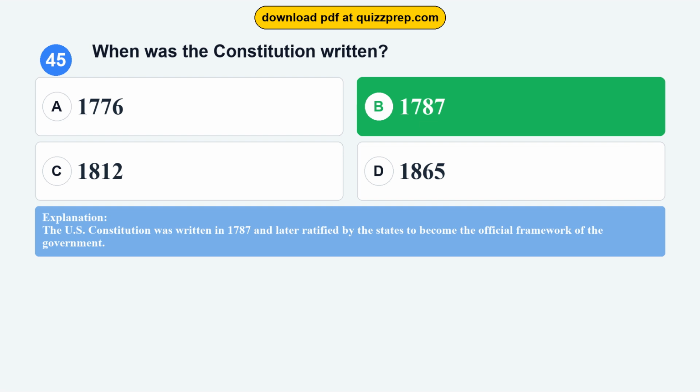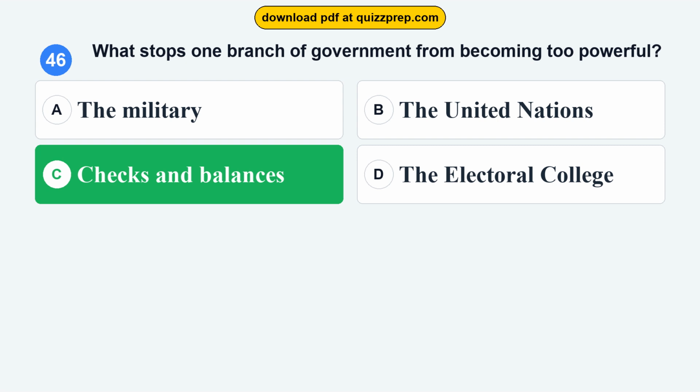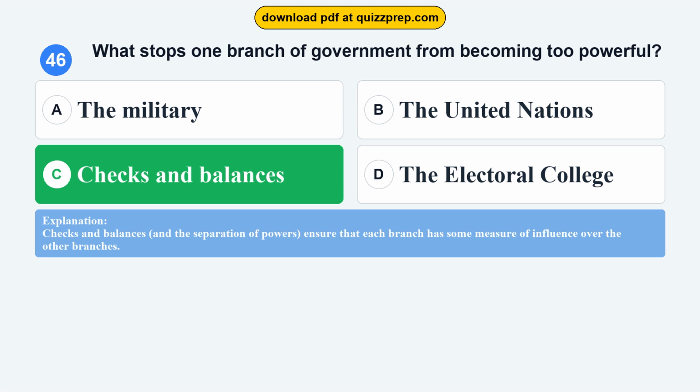Question 46. What stops one branch of government from becoming too powerful? Option A, the military. Option B, the United Nations. Option C, checks and balances. Option D, the Electoral College. The correct answer is option C, checks and balances. Checks and balances, and the separation of powers, ensure that each branch has some measure of influence over the other branches.